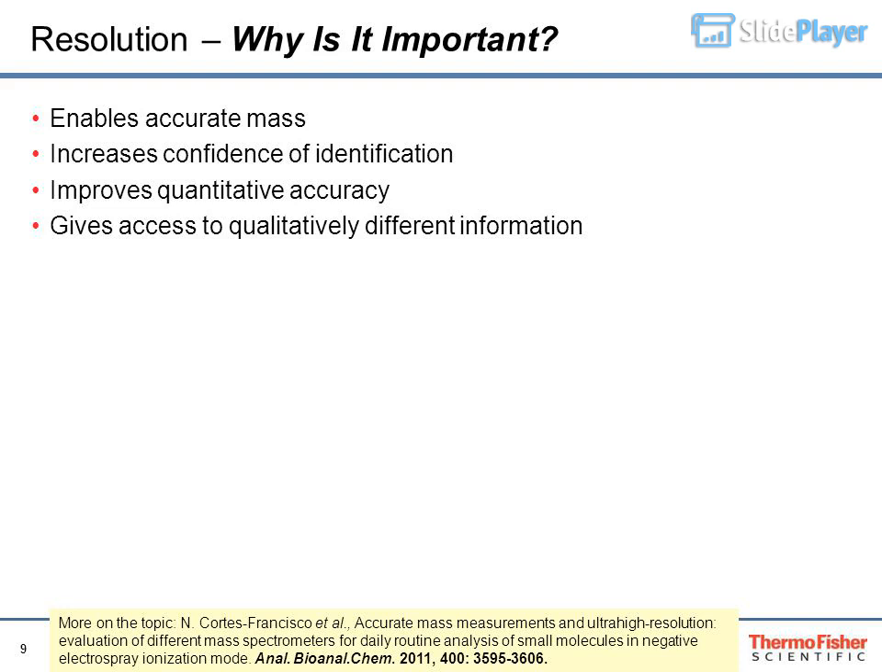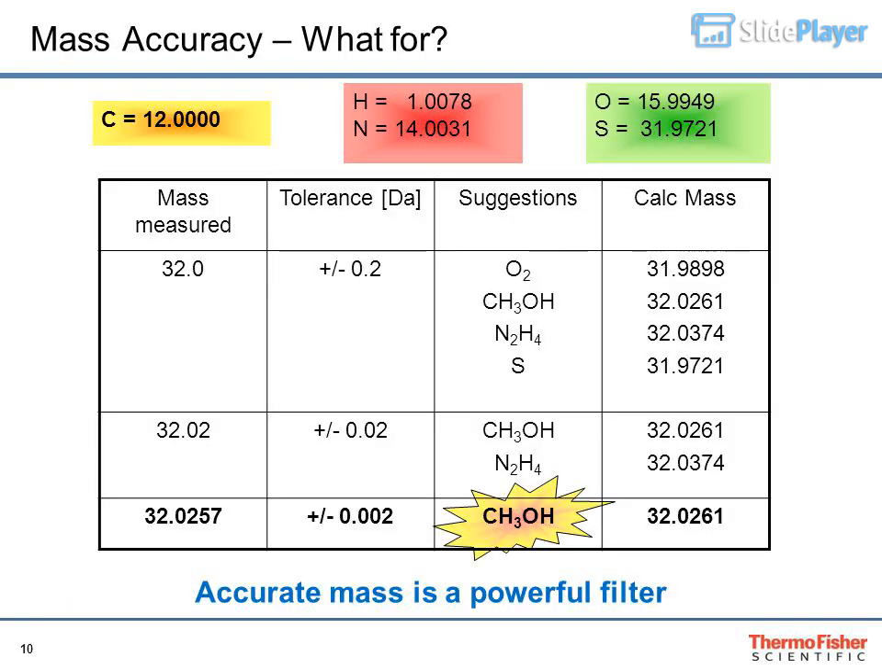More on the topic in Cortez Francisco et al., Accurate Mass Measurements and Ultra-High Resolution: Evaluation of Different Mass Spectrometers for Daily Routine Analysis of Small Molecules in Negative Electrospray Ionization Mode. Anal. Bioanal. Chem. 2011, 400, 3595 to 3606. Mass accuracy, what for?